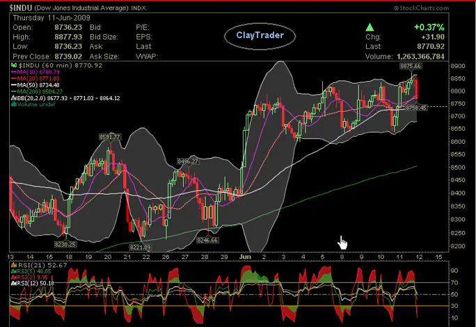I wanted to go over this because it's pretty interesting what's been going on, and we'll see if we repeat history in terms of making a move and then consolidating. But first, let's look at what happened back in the latter part of May. We had this consolidation pattern right here.